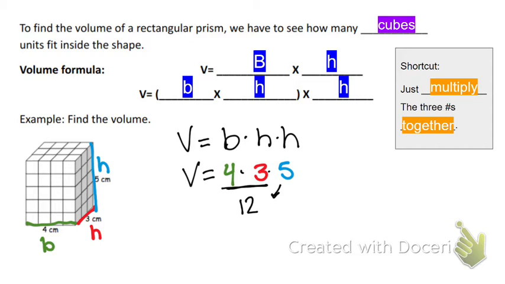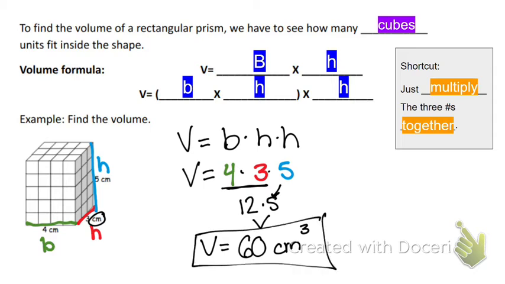Bring down my times 5. 12 times 5, we can look at our multiplication chart, and we can see that that answer is 60. So the volume is 60. The measurement is centimeters, and we're going to put a 3 behind this one because we're measuring in cubes. So the volume for this example is 60 centimeters cubed.